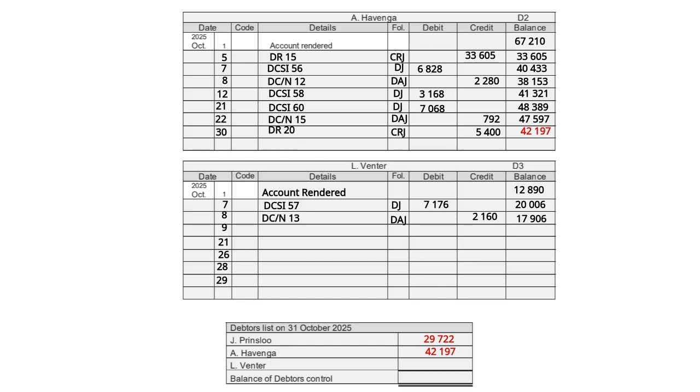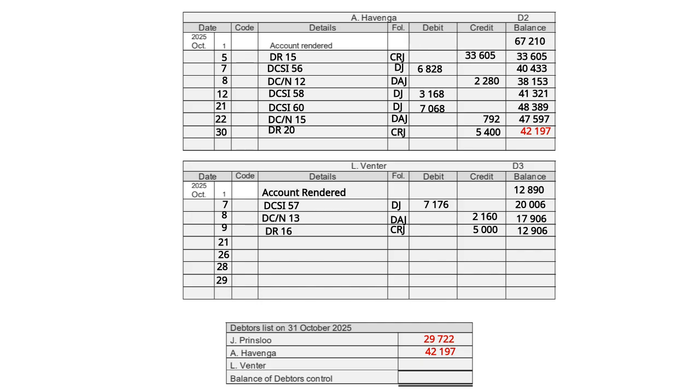Then on the 9th, issue the following receipts to debtors. Venter 5,000. So Venter is paying some of her debt back. So I'm receiving money in my CRJ. I will be issuing a duplicate receipt to Venter. Venter's balance will decrease with a partial payment of 5,000. So now Venter's debt owing to us is only 12,906.